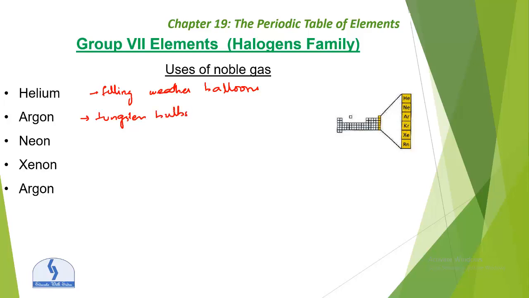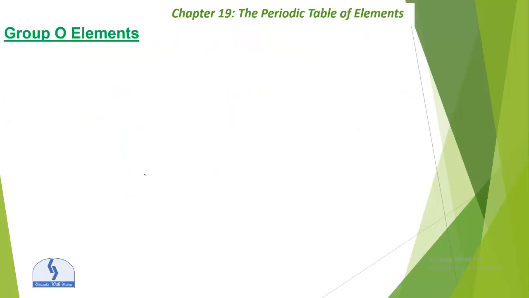It provides an inert atmosphere that prevents the oxidation of the filament. Neon is used in making lights and advertisement signs as well. Xenon is used in vehicle headlamps. And argon is also used in welding stainless steel and in light bulbs as well, right? So these are the uses of noble gases.